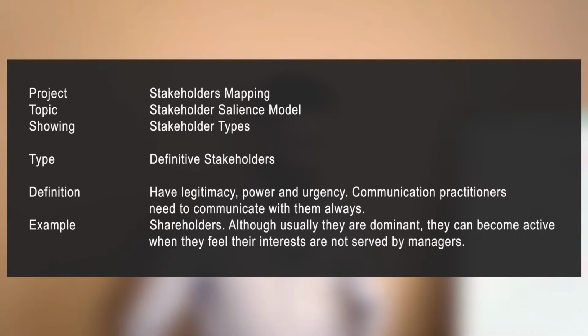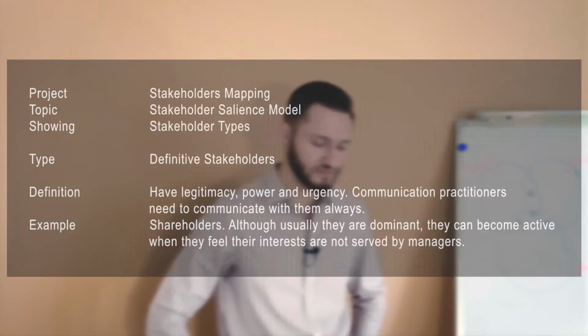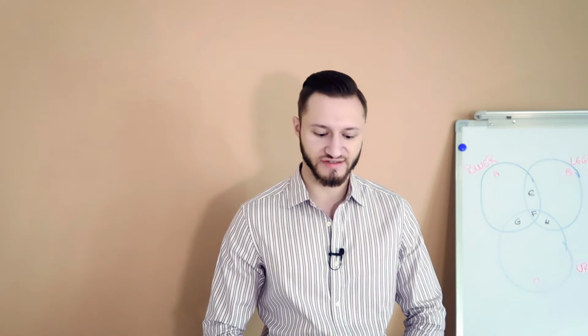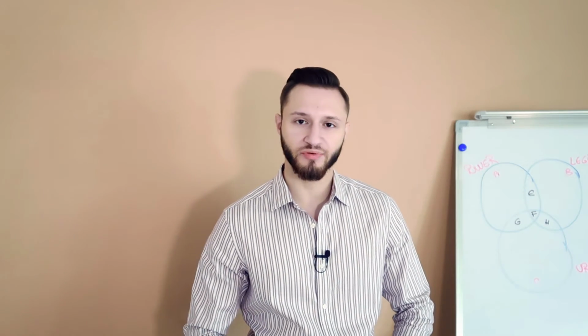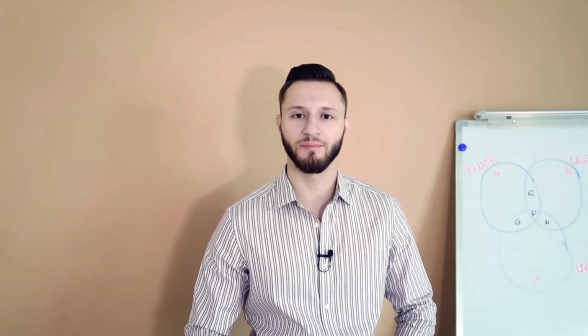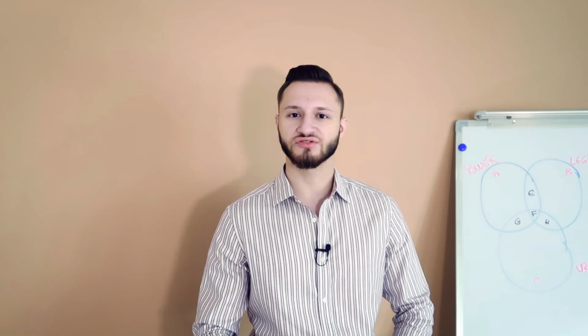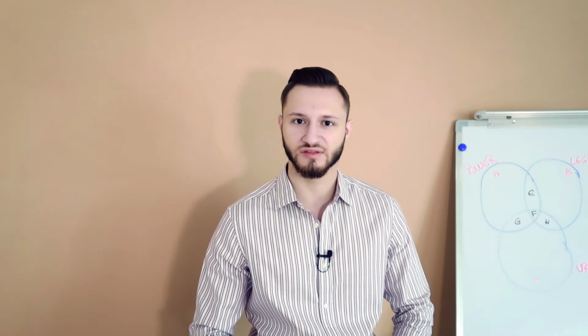Although usually they are dominant, they can become active when they feel that their interests are not served by managers. Once the stakeholder groups have been classified considering their salience, the communication practitioners will start creating plans, and they already have a sense of the message that they will transmit and how to communicate with these groups.